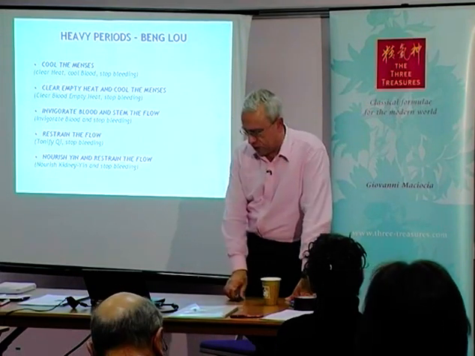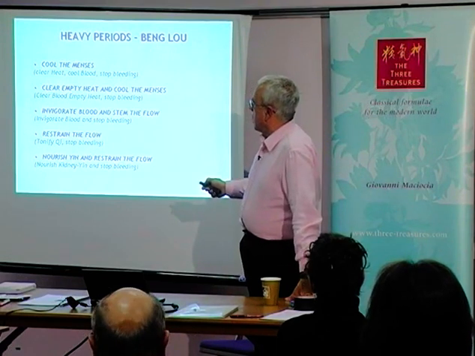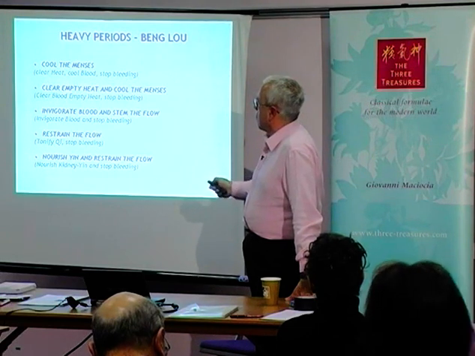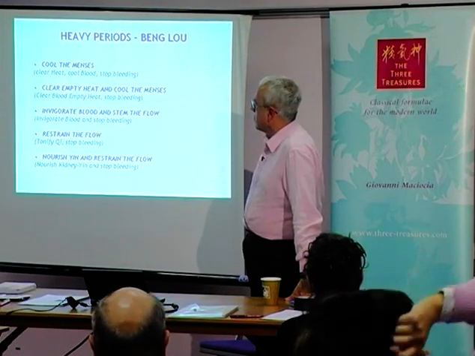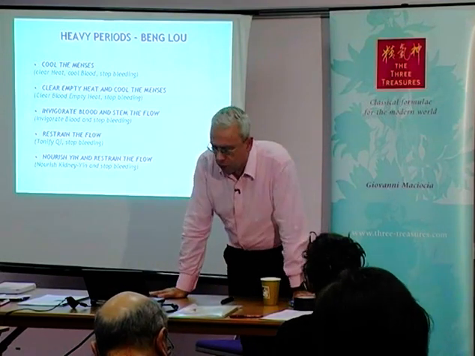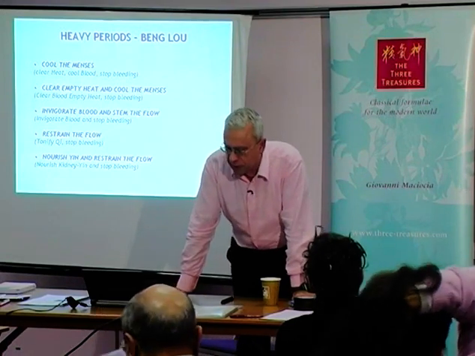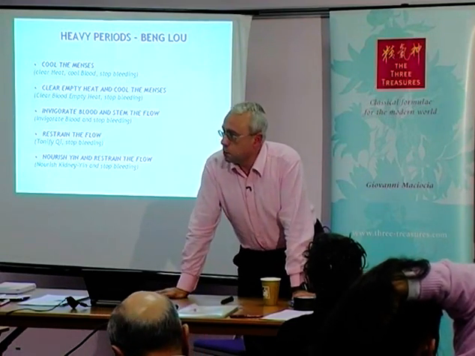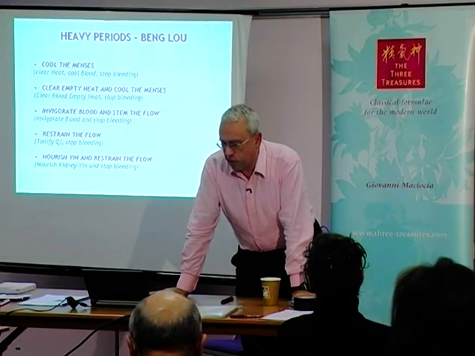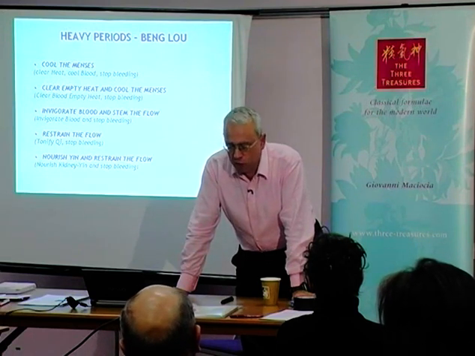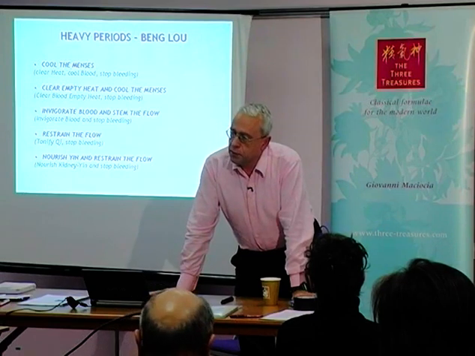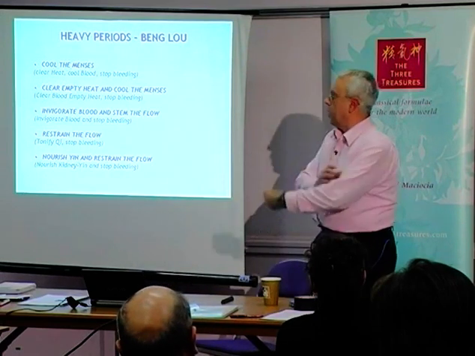If there was blood stasis, then I would use that in phases 4 and 1. Invigorate blood and stem the flow. Now, why is this difficult to treat? It's difficult because in some cases, when it's very severe, the woman is bleeding all the time. Sometimes she can't even tell when she has a period and when she doesn't. That makes it very difficult to treat according to the phases. It's very much trial and error.